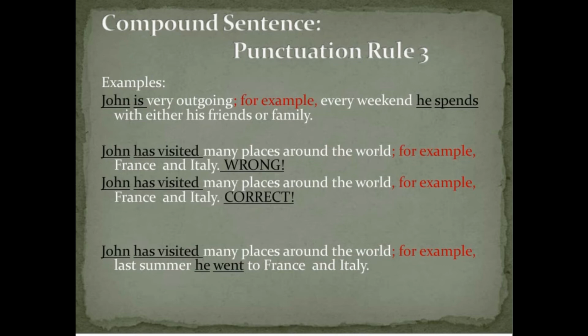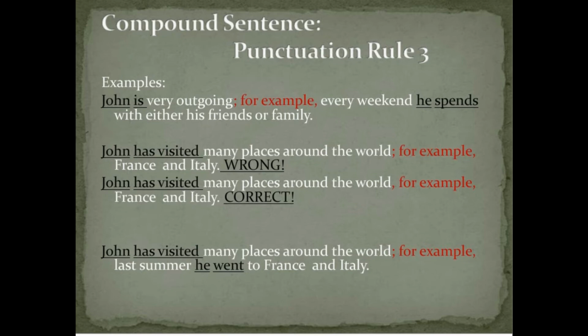Let's look at some incorrect sentences. John has visited many places around the world, for example, France and Italy. The punctuation in this sentence is incorrect. You cannot use a semicolon before, for example, because the semicolon and a transition and a comma connect only two independent clauses. If you look at the part of the sentence after, for example, and comma, you will only find a phrase, France and Italy. France and Italy is not an independent clause.